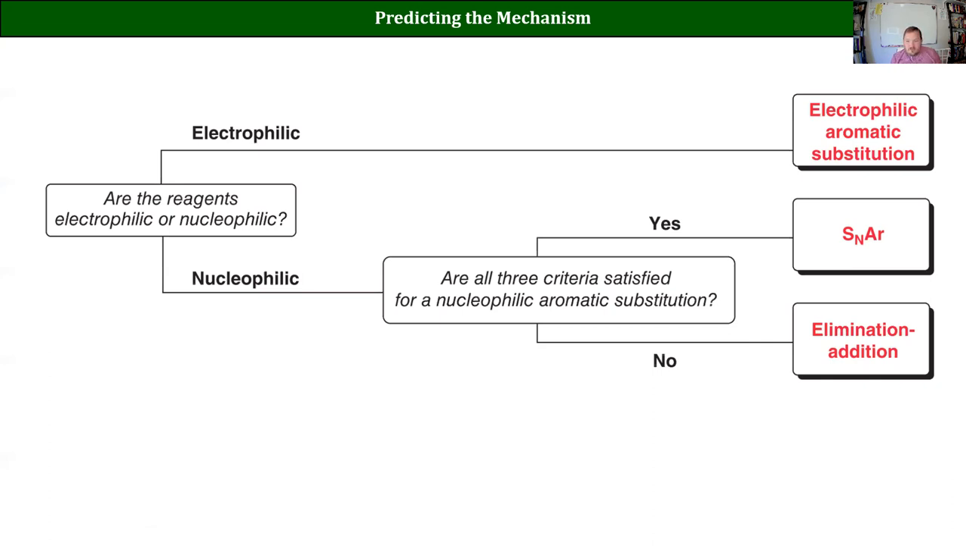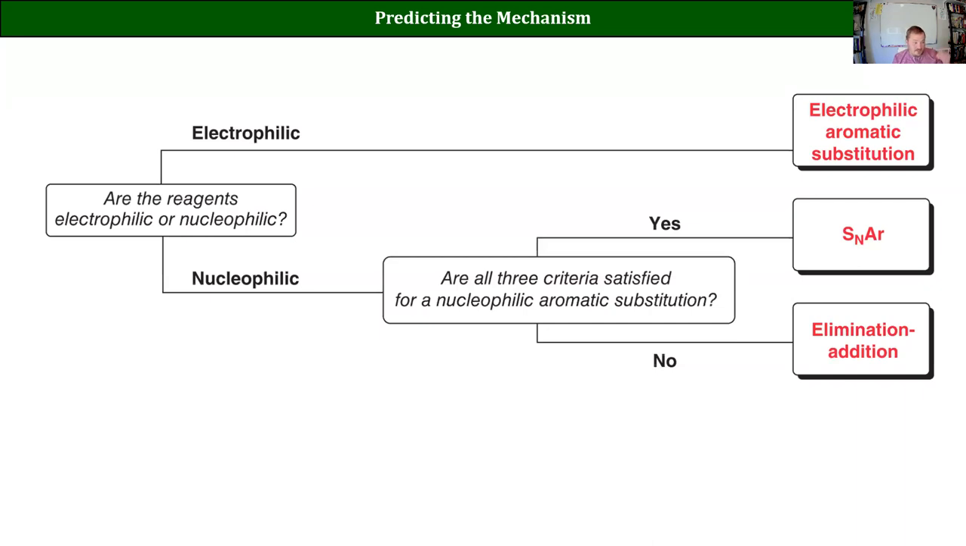And once they're nucleophilic, if they don't meet all three criteria, it's 100% elimination addition. And if it does meet all three criteria, forget about elimination addition. It's only going to go through that SNAR. Right? So it's less about competing mechanisms in this case and finding small clues, and more about following this flowchart.